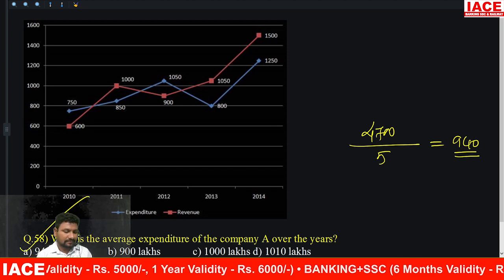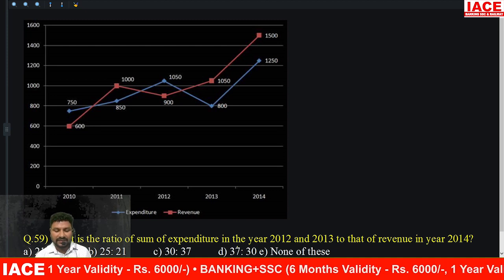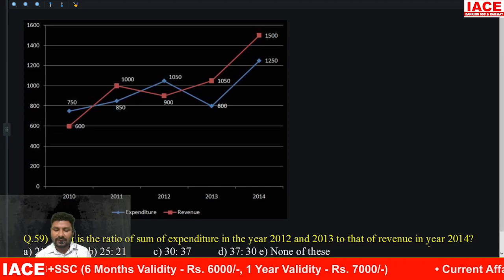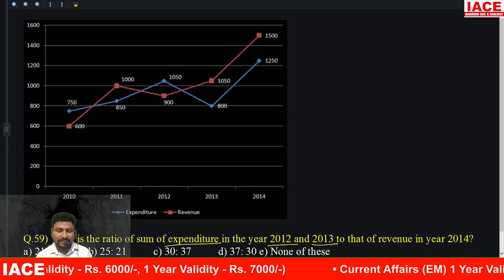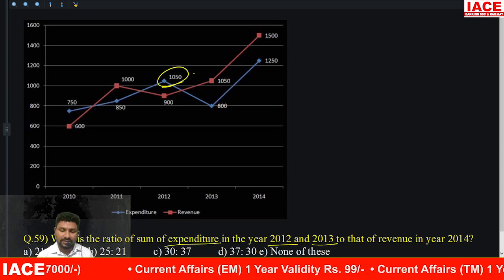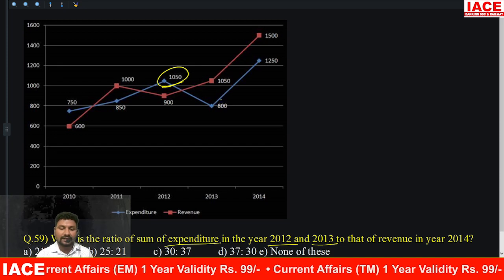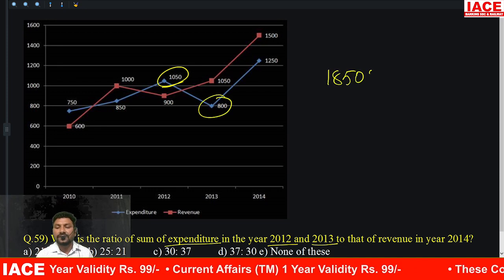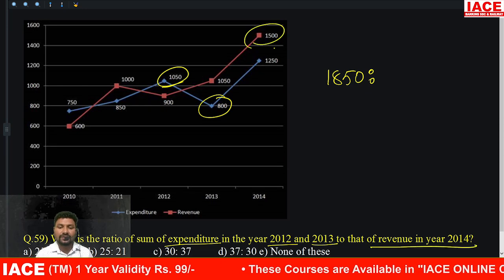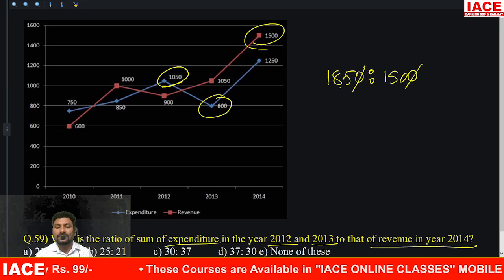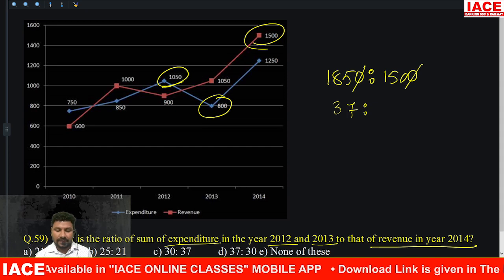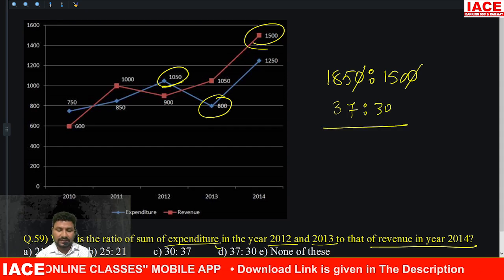Next. What is the ratio of sum of expenditure in the year 2012 and 2013 to that revenue in the year 2014? So 2012 and 2013 expenditure is required. 2012 expenditure is 1050, and 2013 is 800, total 1850. This ratio to revenue in 2014. Revenue in 2014 is 1500. 0 will be cancelled, both are cancelled with 5 table. 5 3s are 15, 5 7s are 35, and 5 30s are 150. What is the ratio? 37:30.